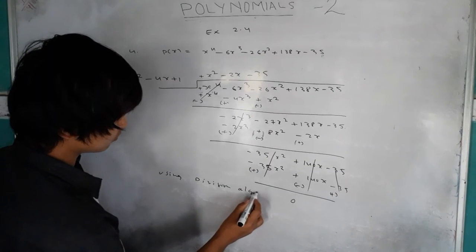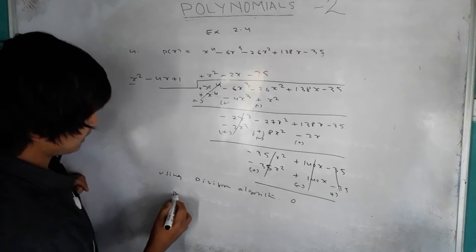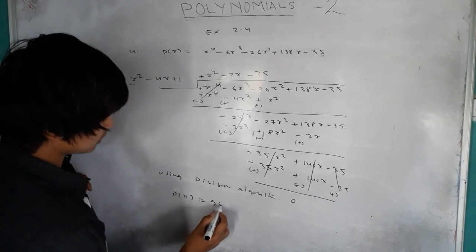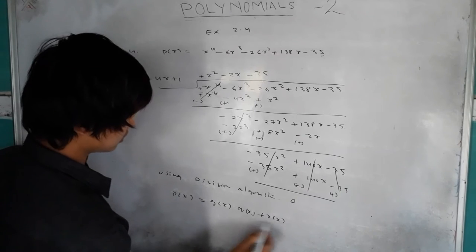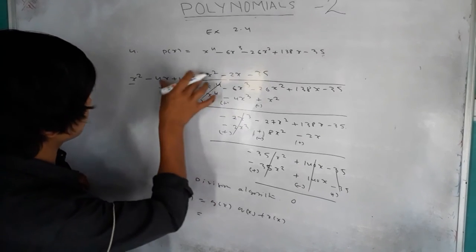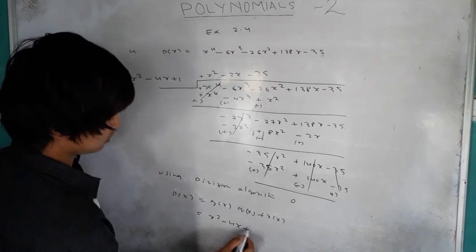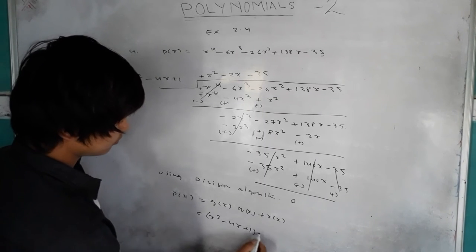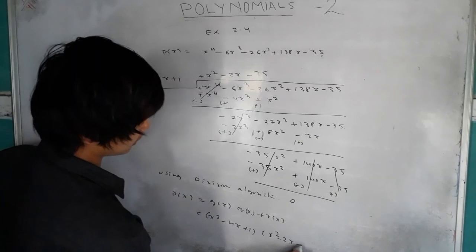Using the division algorithm. According to the division algorithm, p(x) equals g(x) q(x) plus r(x). So p(x) is here, g(x) is x square minus 4x plus 1. And what is q(x)? q(x) is x square minus 2x minus 35.